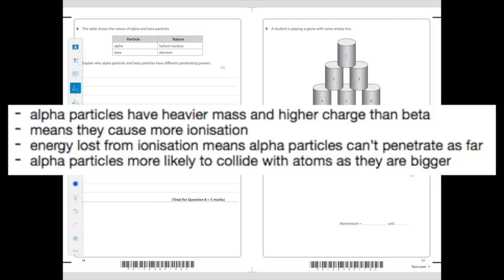This means that they cause more ionization, which means they can't penetrate as far, and that's due to all the energy which has been lost as they've caused lots of ionization. And also point out that the alpha particles are more likely to collide with the atoms because they are bigger. Or you could give the converse argument for beta, so you could say they're smaller, they have less charge, they cause less ionization, they have a lower mass.